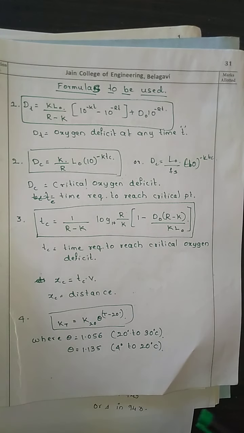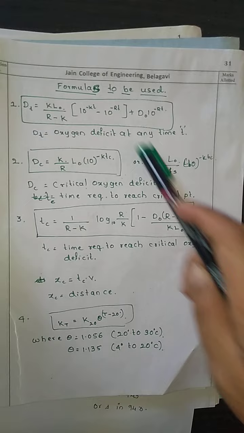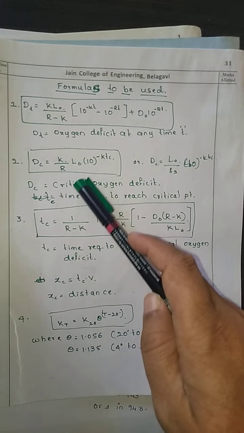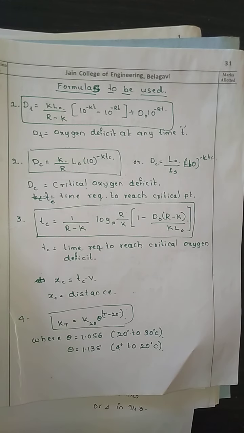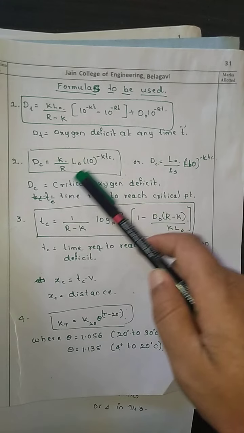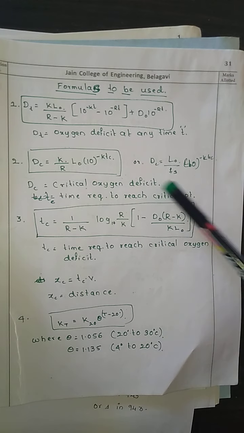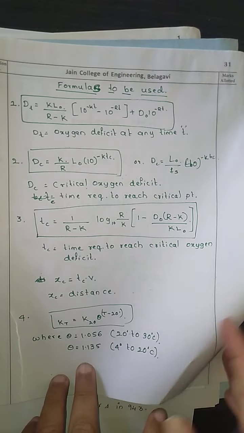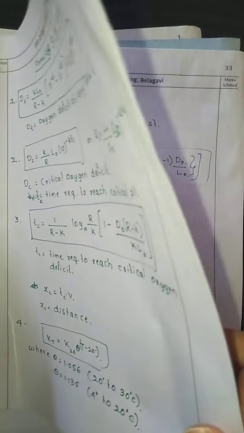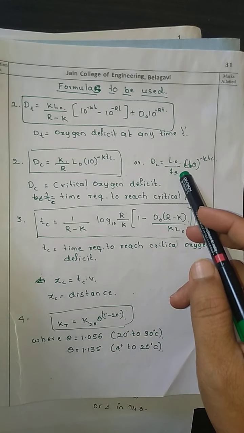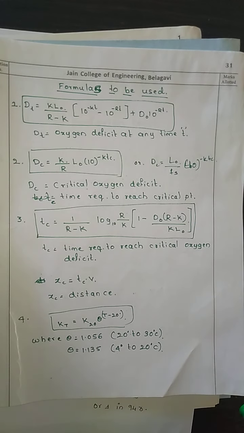Now the critical oxygen deficit can be calculated by using this formula: Dc equals K by R into L naught into 10 to the power minus K tc, where K, R and L naught are the same. This formula can also be written as L naught divided by Fs into 10 to the power minus K tc, where Fs is the self purification constant, which is R by K, where R is the reoxygenation constant and K is the deoxygenation constant.